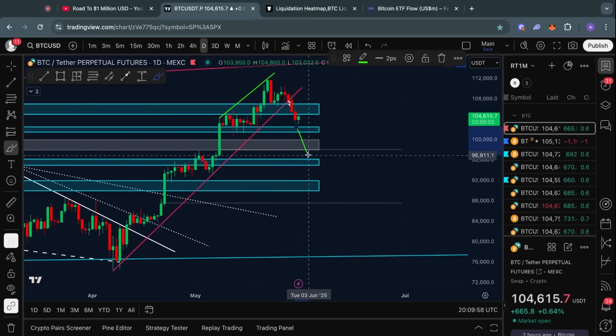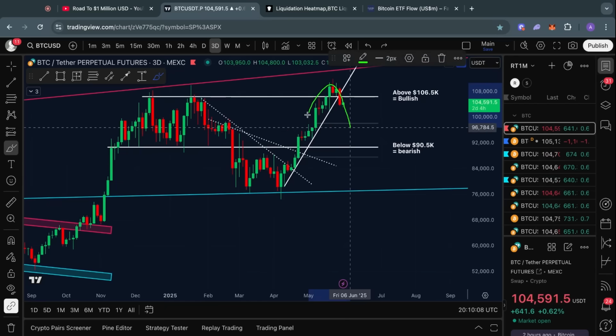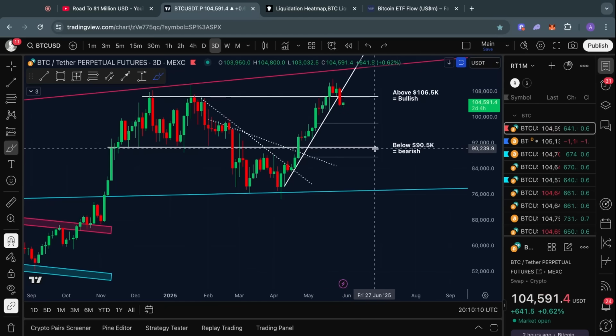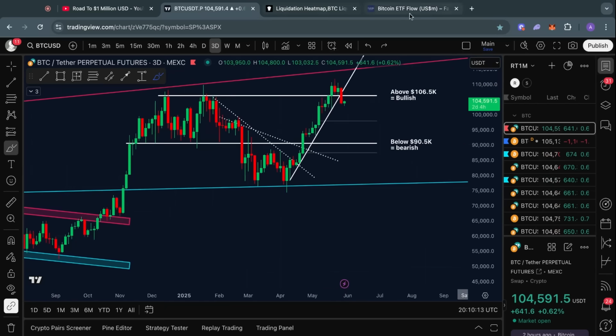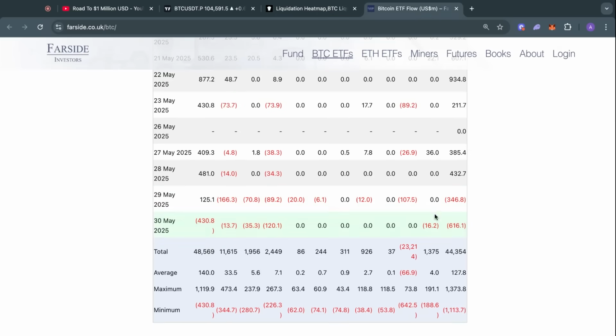Now, like I said, I don't have huge bearish price targets, and I also am not saying that the bull market is over or something like that. But at the same time, this is something that we should keep an eye on.